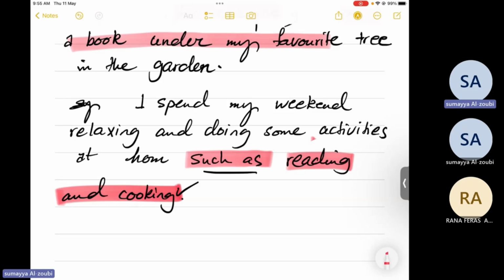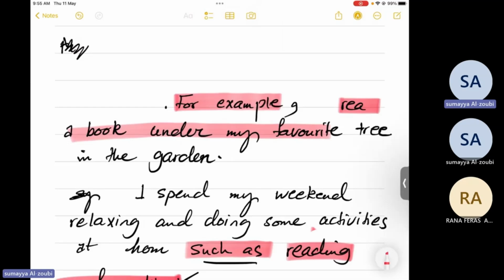It doesn't work. Of course, this is one of the most common problems that I have with your writing. If you would like to provide examples, you say for me, for example, reading and writing. Or for example, reading and doing crosswords with my brothers.